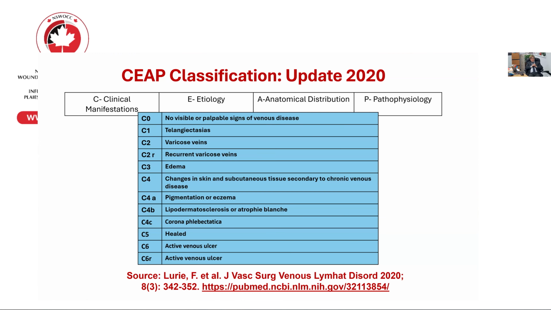And C3 is edema, and changes in the skin or subcutaneous tissue secondary to chronic venous disease is C4. C4A is the pigmentation, C4B is the lipodermatosclerosis, or what I described, the white areas, the atrophie blanche. What you saw in that picture was corona phlebectatica, and I'll show you that. C5 is a healed ulcer, C6 is an active venous ulcer, and C6R is a recurrent active venous ulcer. And Andrew, I don't see the recurrence on that one. Next one.